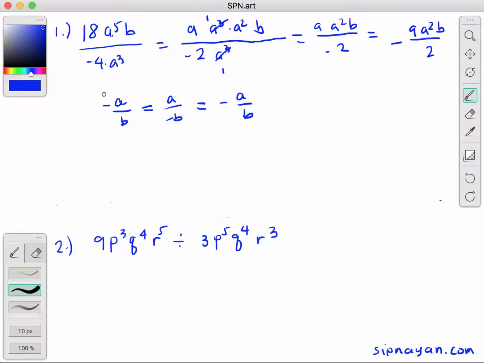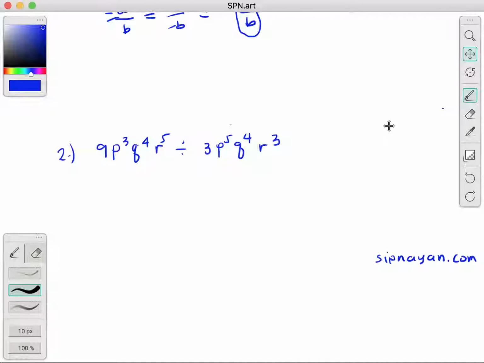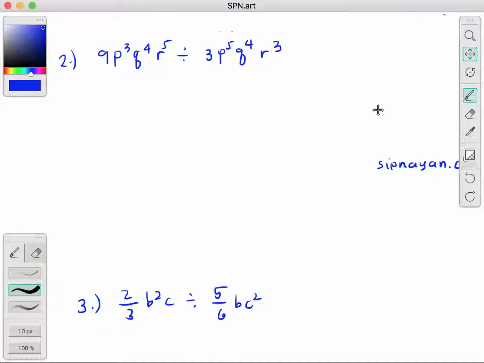So, remember this equality. Ito yung mga properties ng division, because ito kasi nire-represent niya yung quotient. Nire-represent niya separately yung divisor tsaka dividend. So, huwag niyo kalimutan yung property na yan.